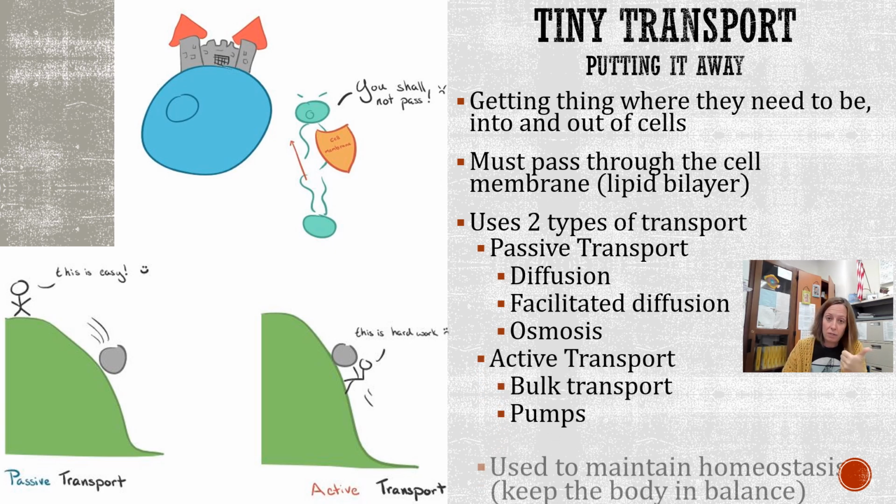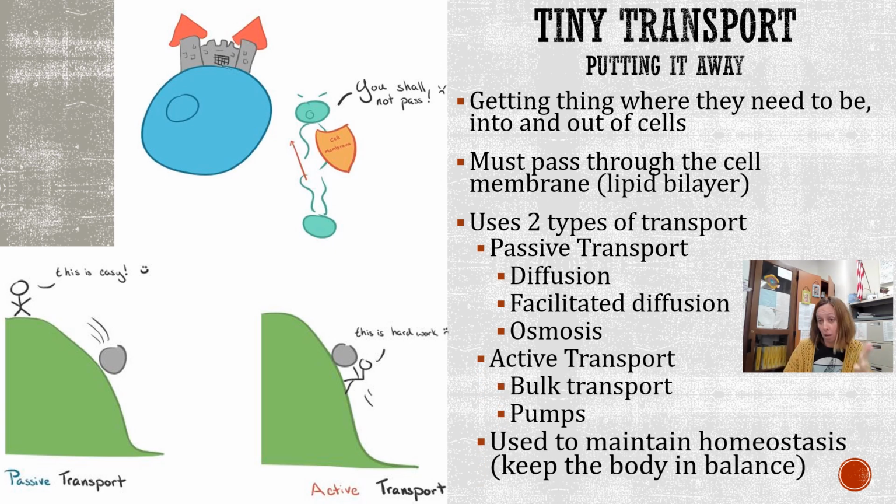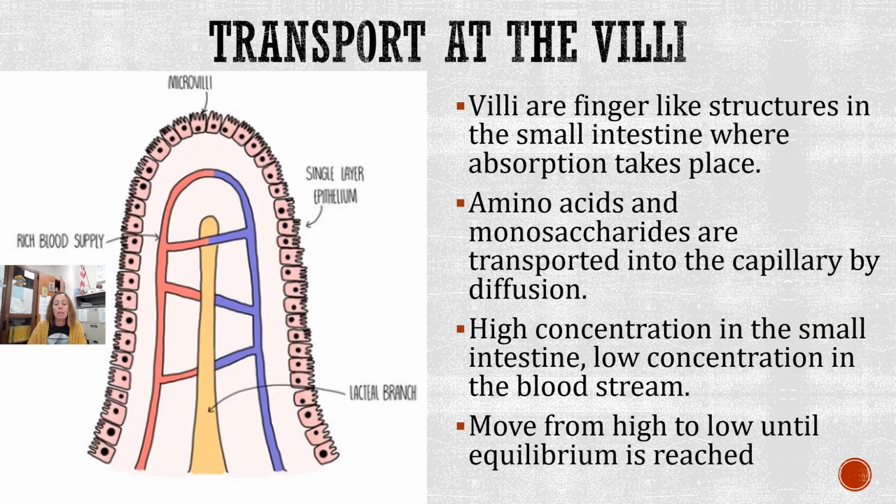Our passive is diffusion, facilitated diffusion, and osmosis. Our active is our bulk transport and our pumps. And all of this is used to keep our body in balance to maintain homeostasis. So let's see how we're going to use it in the digestive system. Villi are small finger-like structures that are in the small intestine.